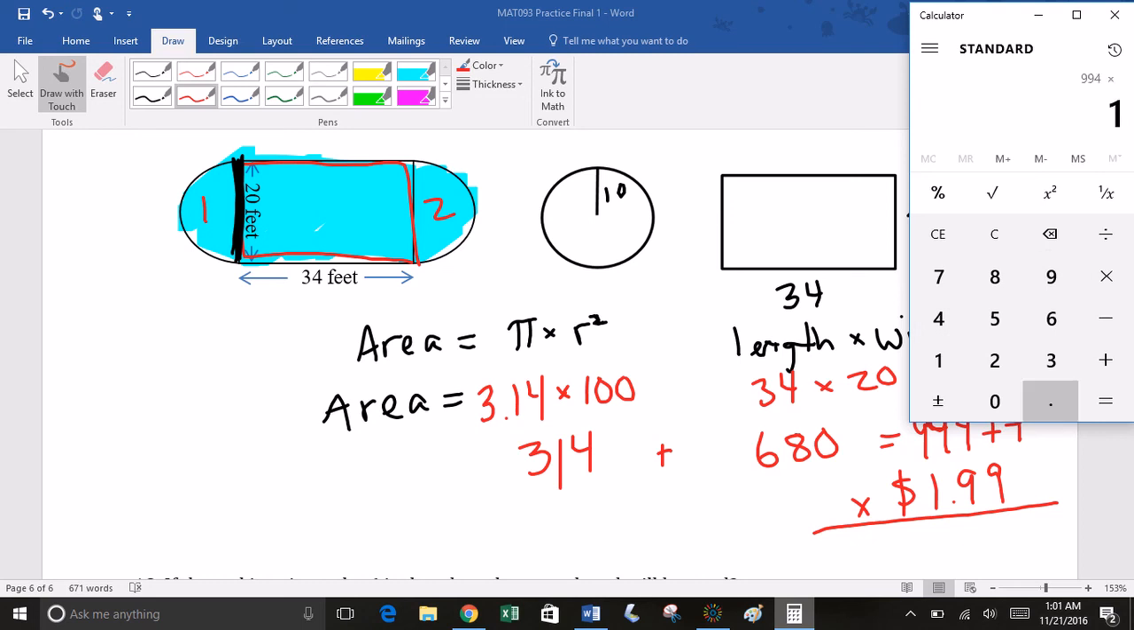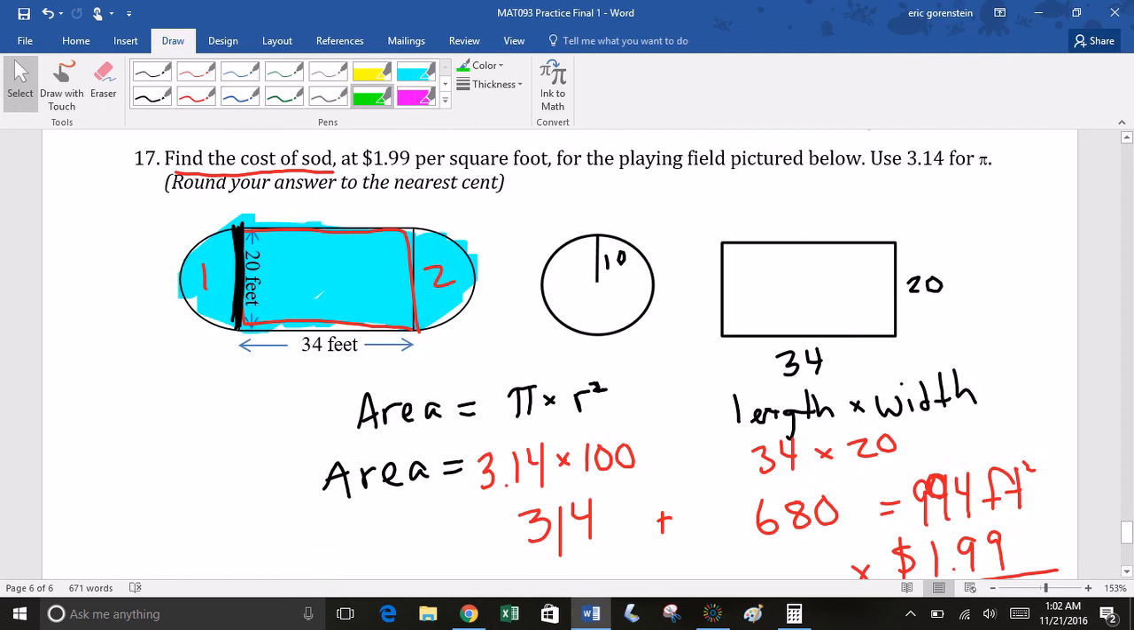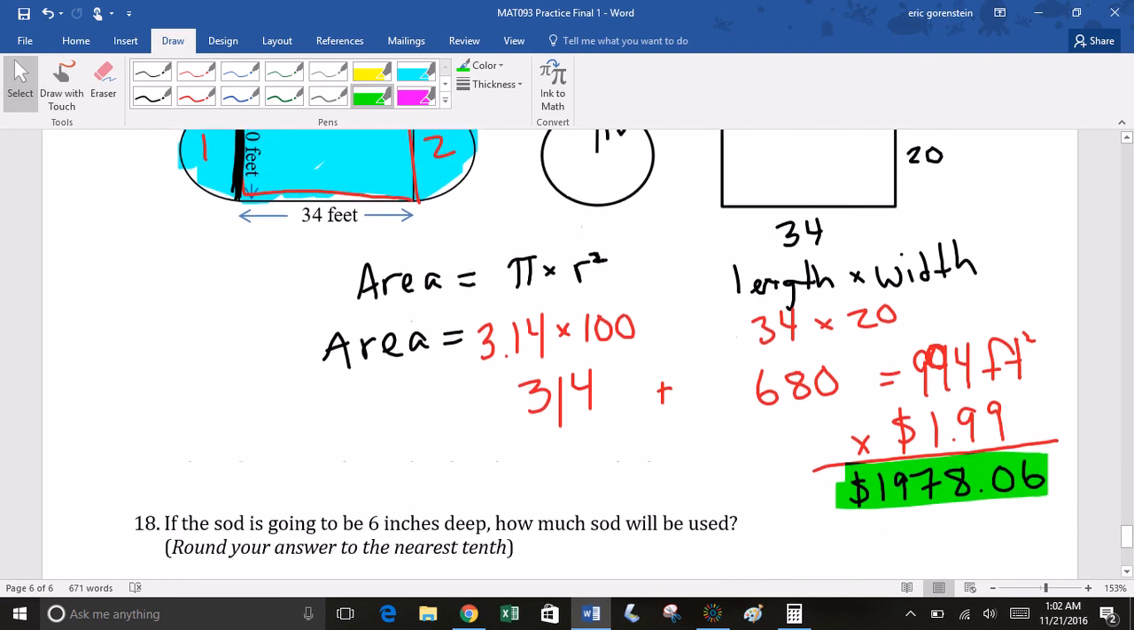994 times $1.99. Grand total of $1,978.06. Okay, so we'll put that in green. That's our answer for number 17. So the total cost, rounded to the nearest penny, is $1,978.06.